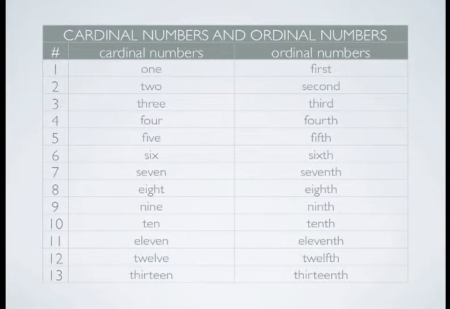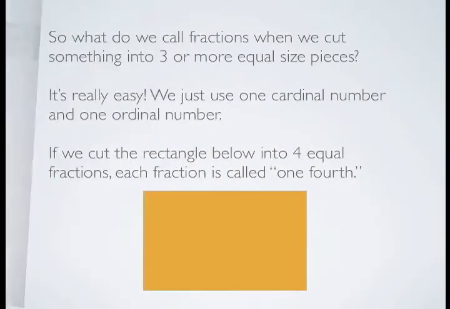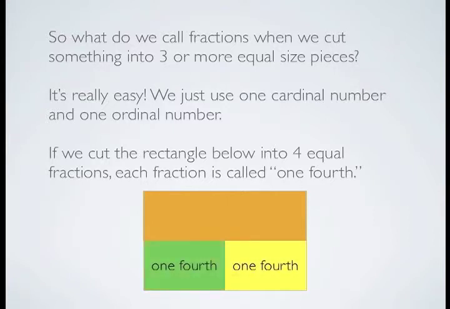Here we can see each cardinal number and ordinal number up to 13, and if you know them, you can figure out all the rest very easily by yourself. So, what do we call fractions when we cut something into 3 or more equal-sized pieces? It's really easy. We just use one cardinal number and one ordinal number. If we cut the rectangle below into 4 equal fractions, each fraction is called one fourth.